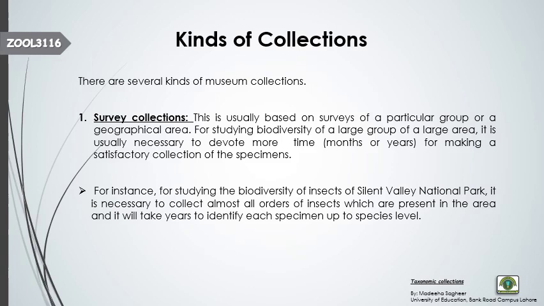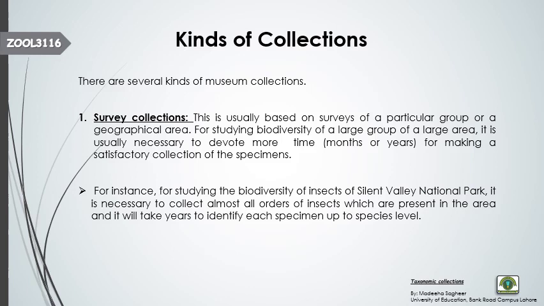So here I have given one example. For instance, for studying the biodiversity of insects of Silent Valley National Park, if we want to discuss the diversity of the insects that are present in that particular area. If we want to survey the insects of the national park, it is necessary to collect almost all the orders of the insects which are present in the area, and it will take years to identify each specimen up to the species level.